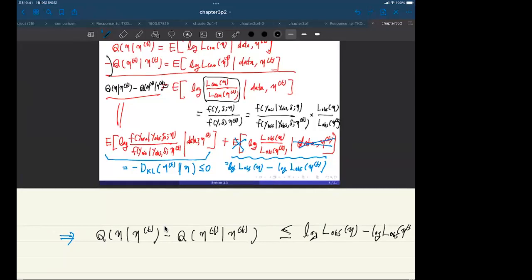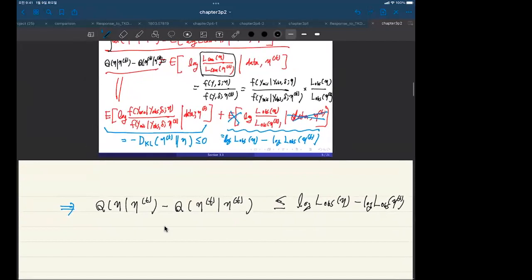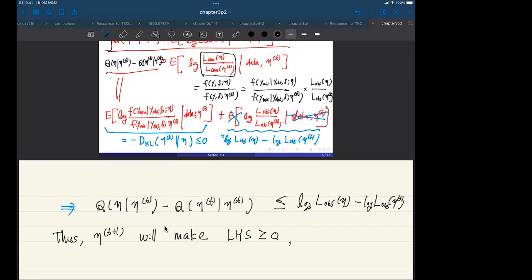Okay. So basically, this is the main inequality we obtain. So that means if we make any eta then make this positive, will make this also positive. Okay. So now, if we find the maximizer, right, eta p plus 1 will make this non-negative, positive, because it's a maximizer. So then it will automatically make this also positive. Thus we'll make the left hand side non-negative. Okay. So that's basically the sketched proof of this theorem.